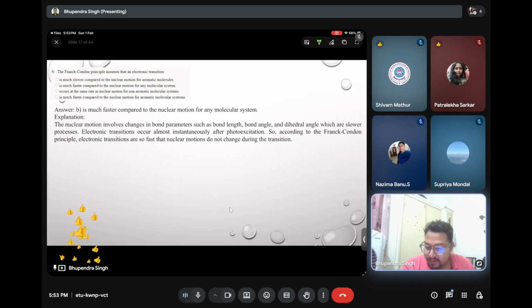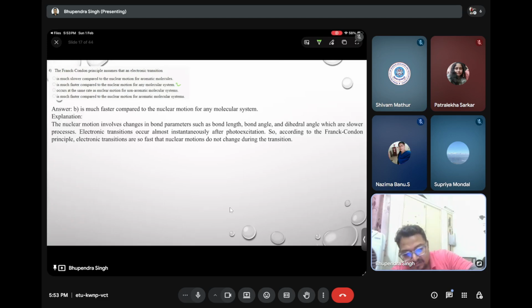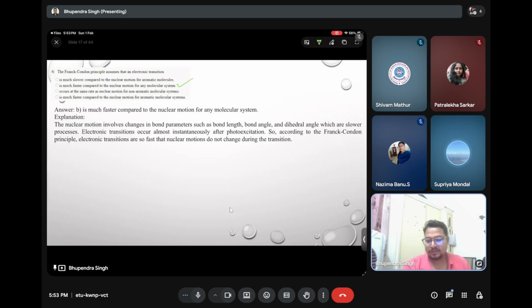Okay. The Franck-Condon principle assumes that the electronic transition is much faster compared to the nuclear motion for any molecular system. This question we have discussed a lot, right? So no need to explain here.